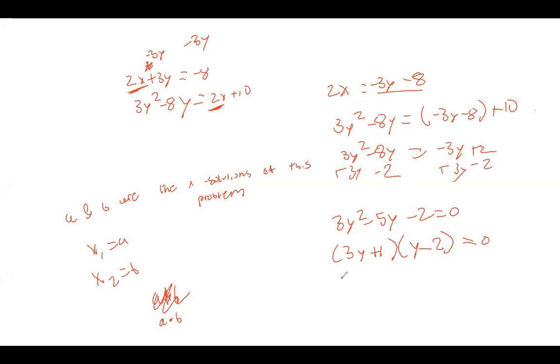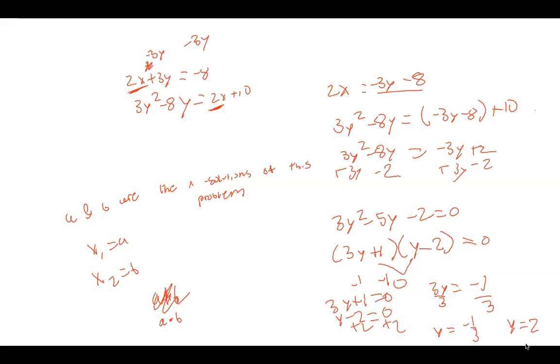And with that, I know from there, if either one of these is 0, the whole thing's 0. So 3y plus 1 equals 0. And y minus 2 equals 0. And from there, it's 3y equals negative 1 because you subtract 1 on both sides. And then you divide the whole thing by 3. And then for this one, you just add 2. So you know that y is equal to negative 1/3 and y is equal to 2.